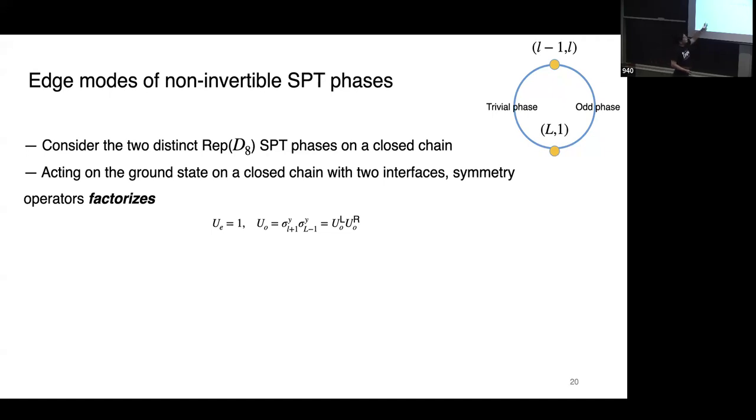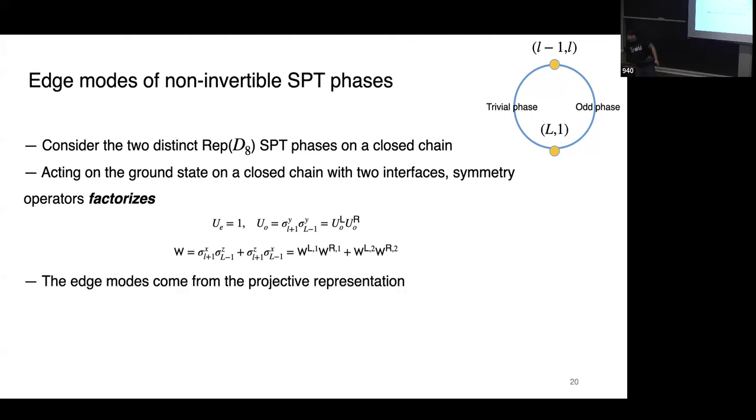We act the operators on the ground state, because on the ground state, we have some constraints that can simplify these operators. So the operator with spin flip on the even side goes to 1, and the operator of spin flip on the odd side factorizes at these two boundaries, giving a sigma y at each boundary. And you can also act the non-invertible operators. It also factorizes. First, it factorizes to 2 terms, and for each term, you have sigma x or sigma z located at one of the boundaries. Therefore, we have kind of 2 copies of projective representations.